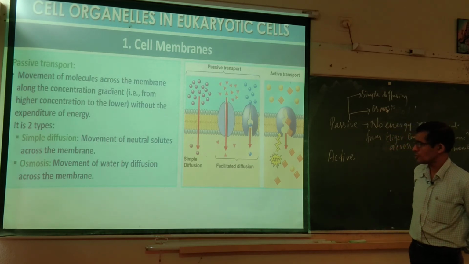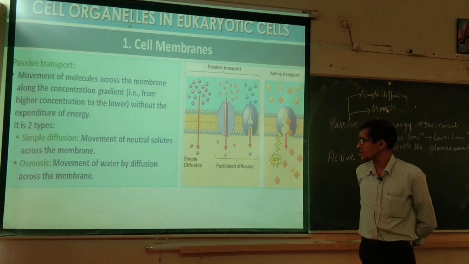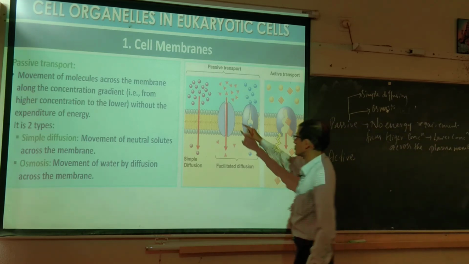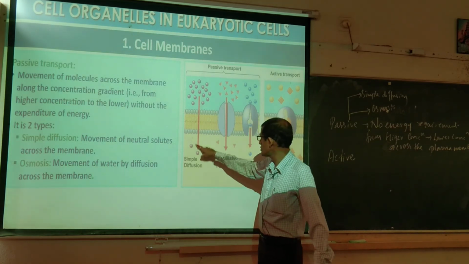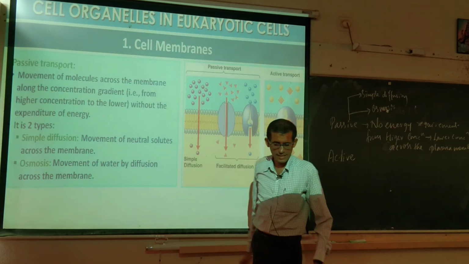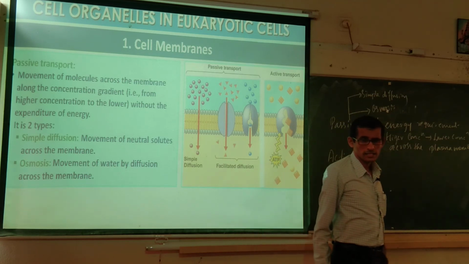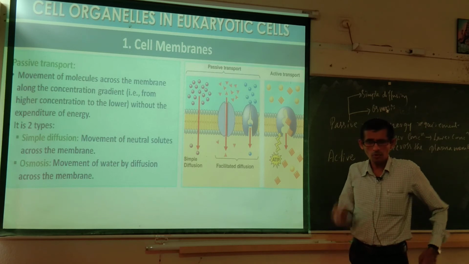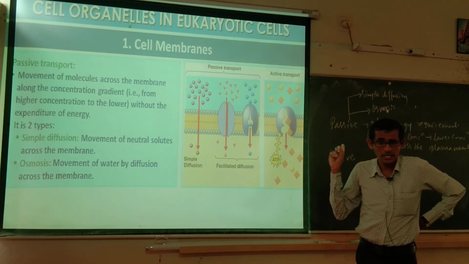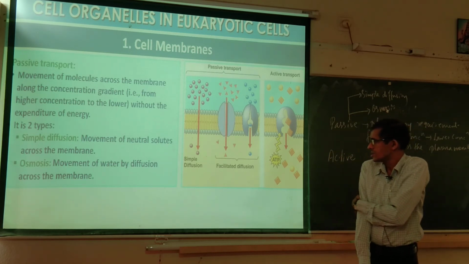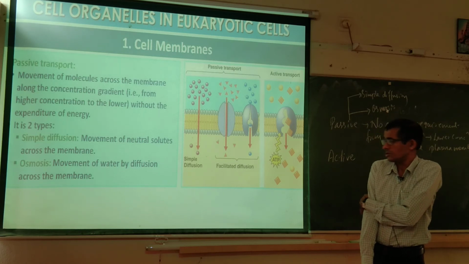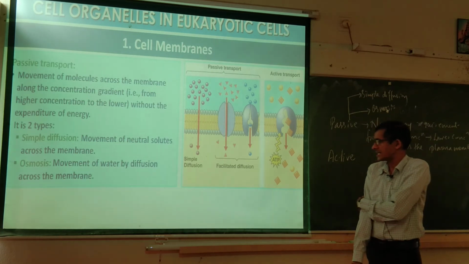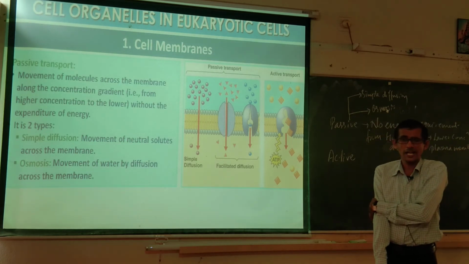So simple diffusion is the movement of neutral solutes across the membrane. Neutral solute, this is simple diffusion. There is no problem for it, because it is neutral. So a neutral particle, which is not charged, can move, isn't it? A charged one cannot move, because the polar head is present in the lipid bilayer, so it is not possible. So simple diffusion is movement of neutral solutes across the membrane. Then osmosis is movement of water by diffusion across the membrane.